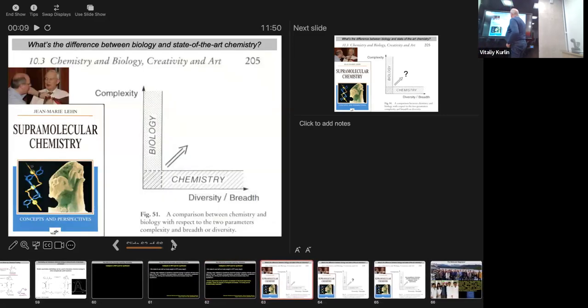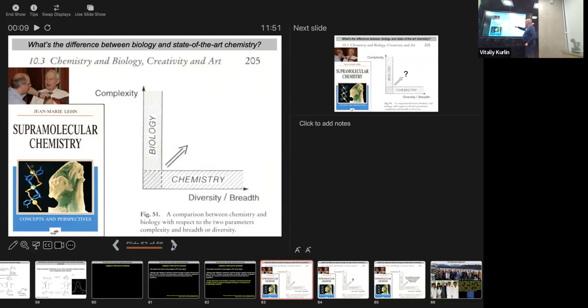So Jean-Marie Lehn, in his nice book on supramolecular chemistry, in chapter 10, has this diagram showing the difference between chemistry and biology. Biology isn't at all diverse. You've only got 20 amino acids. Everything has to work in water at room temperature. Very few elements are available. And yet it's highly, highly complex. Synthetic chemistry, on the other hand, we've got the whole of the periodic table. We can use any conditions we like, from minus 200 degrees C up to whatever you want. You can exclude oxygen. And yet it's nowhere near the complexity of biology.